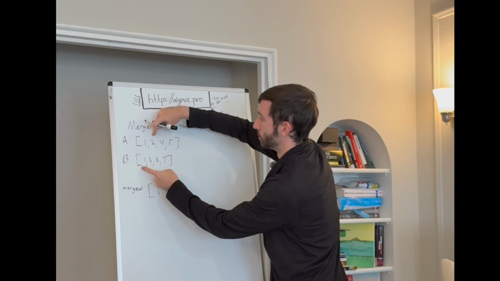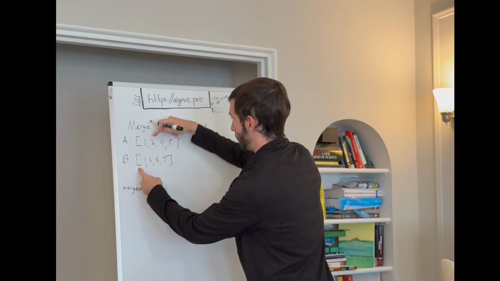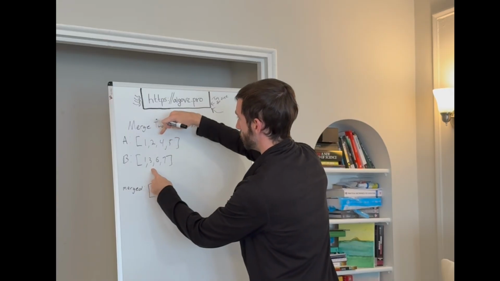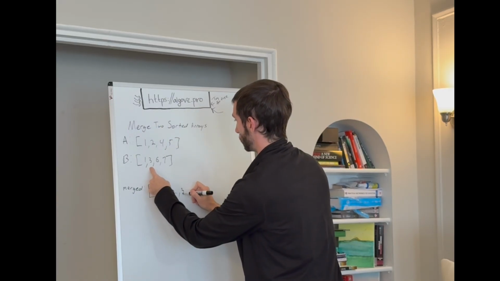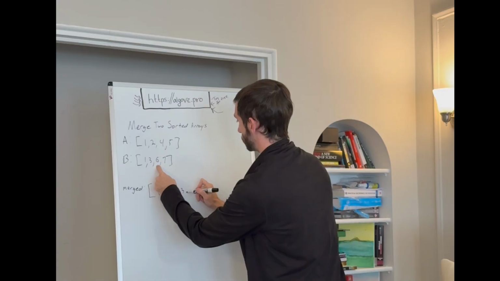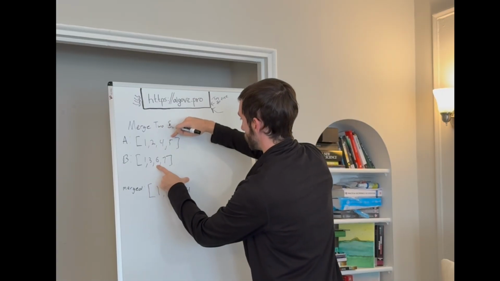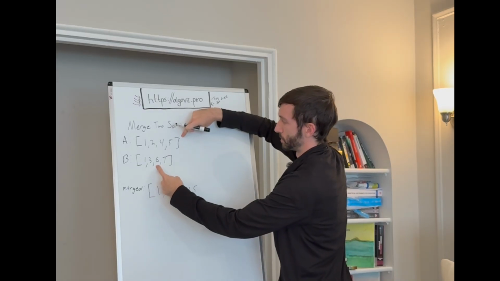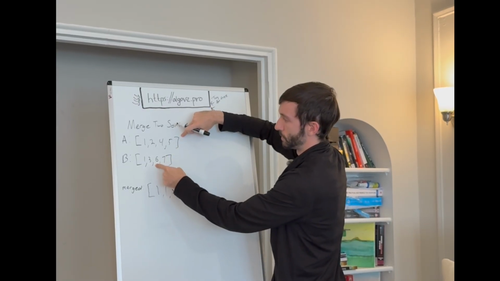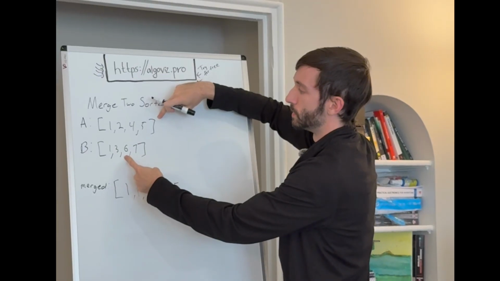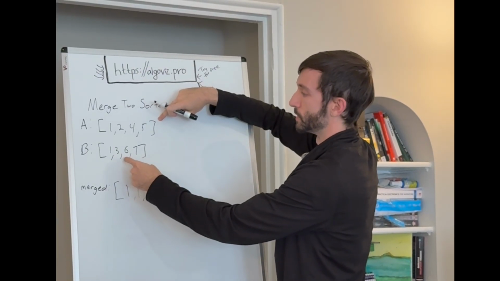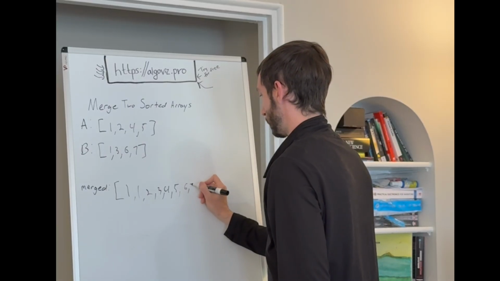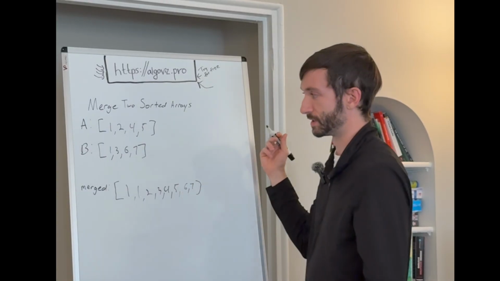Now we're looking at 1 and 2. 1 is smaller. We move that forward, and so forth. We're going to take the 2, move this forward, then we take the 3, then we take the 4, then we take the 5. And here is a special case where we've already consumed one of the arrays. We'll see this more in the actual code implementation, but at this point we can basically just consume from the remaining list. So we'll just put down 6 and 7, and that's it.